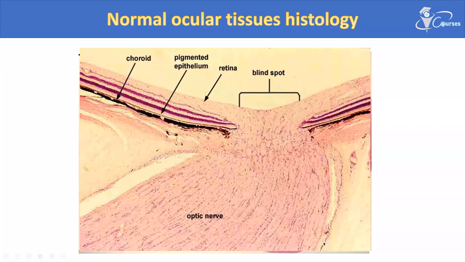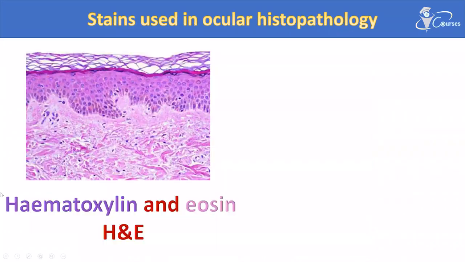Regarding the stains used in ocular histology, we first start with the commonest stain used in routine pathology, called hematoxylin and eosin. So you can see that there are two stains. The first one is called the hematoxylin. This is a basic dye. It is a basic dye which stains the acidic structures purplish blue.